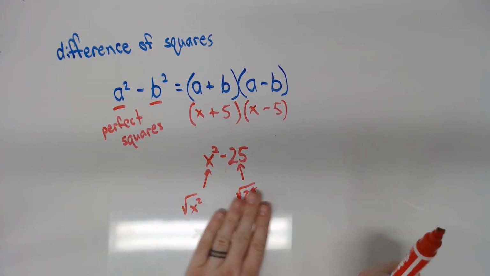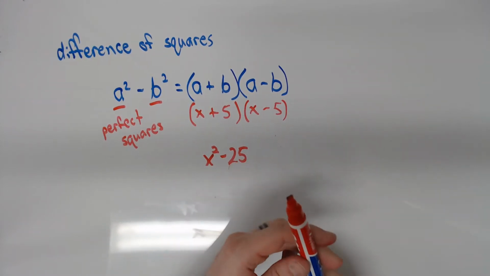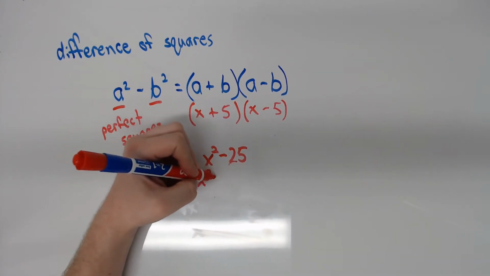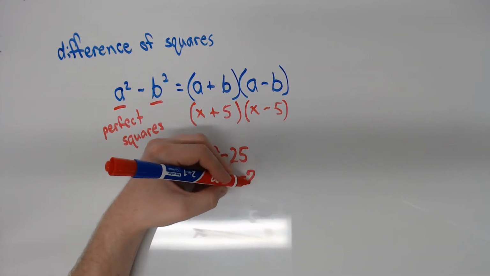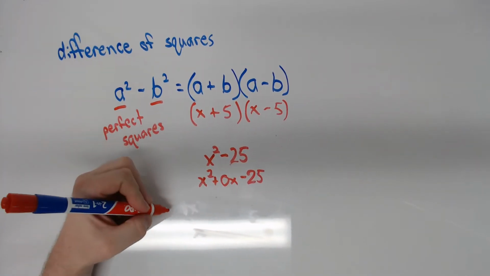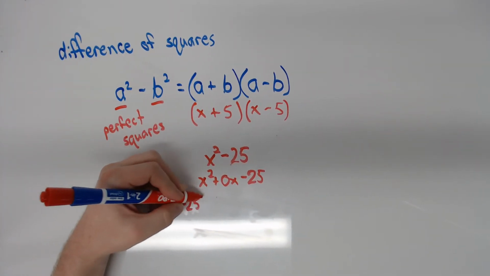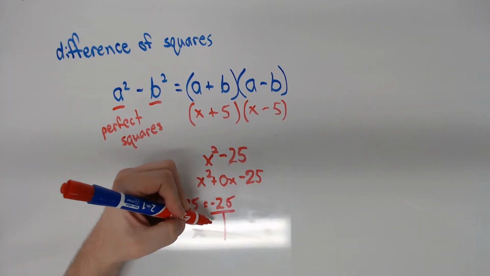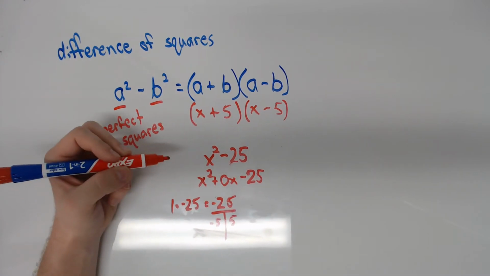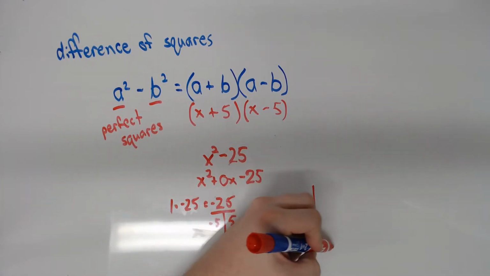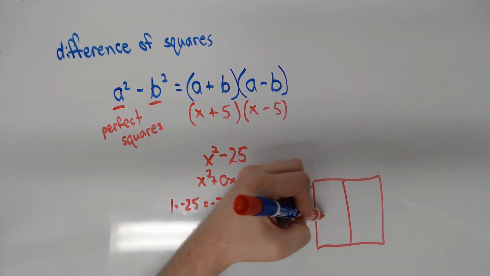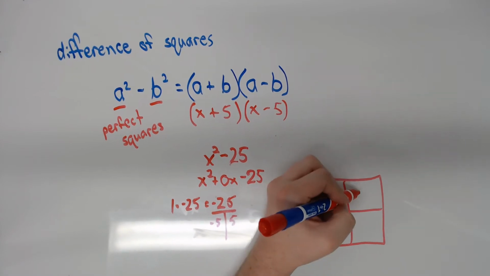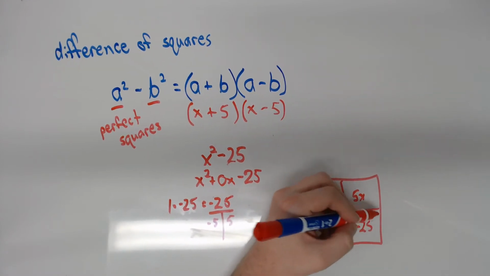Okay, now let's do this our normal factoring way, where I rewrite it as x squared plus 0x minus 25. So I'm doing 1 times negative 25 equals negative 25. And then I try to find 0, which is going to be negative 5 and positive 5. Fill out my box. I've got x squared. I've got negative 5x and 5x. And I've got negative 25.